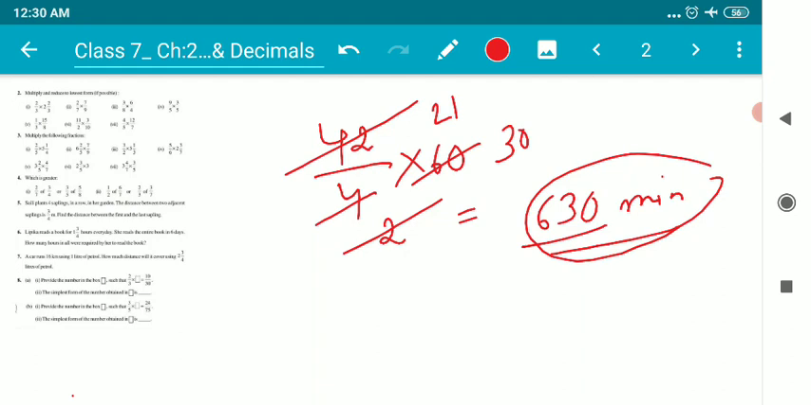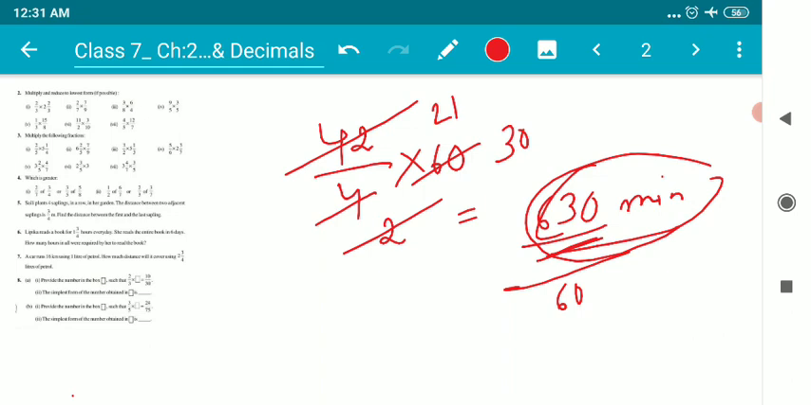Now if you want to get the actual time in hours, just simply divide it by 60. But I would rather suggest you keep the answer like this only, because how much time was asked, so we can simply write 630 minutes. Alright, I believe it's clear to everybody.